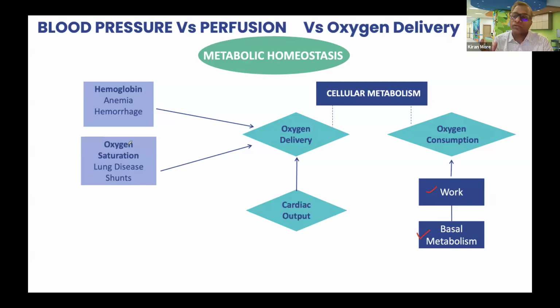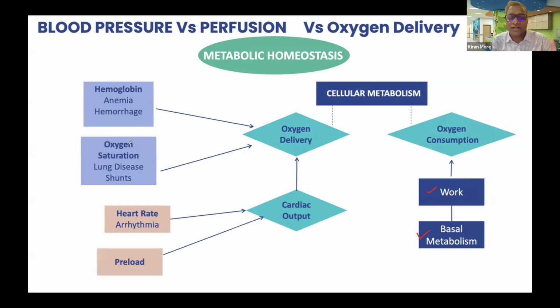If your cardiac output is not good enough, because it's required, you might not be anemic. Lungs might be normal, but if you're not able to perfuse the tissues, your delivery will get affected and you will go into shock. And what determines cardiac output?